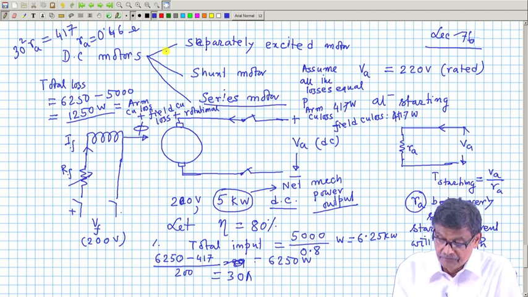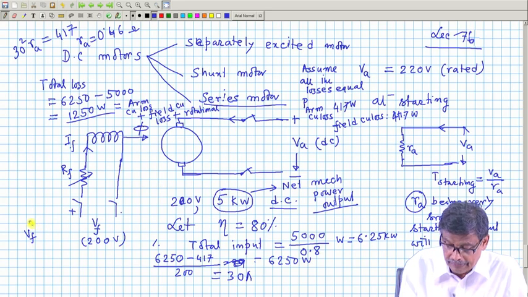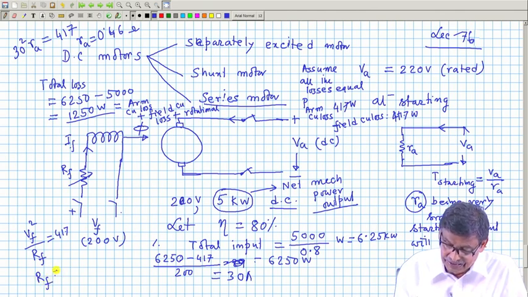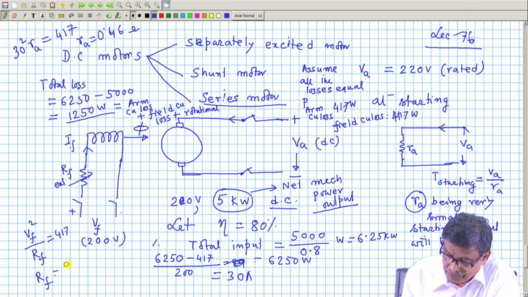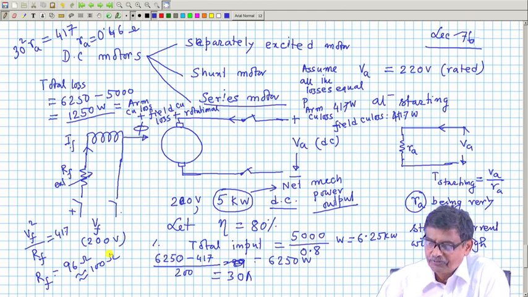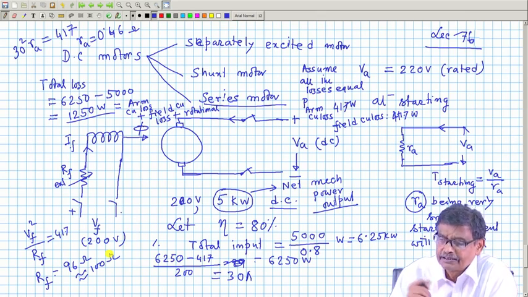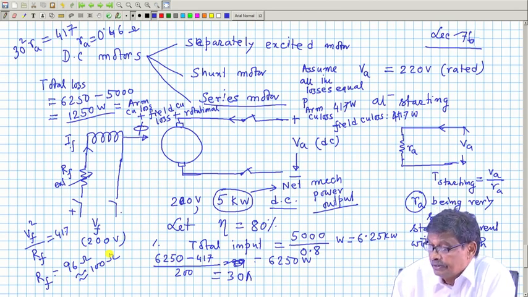How much is the field winding resistance? Vf square divided by Rf is equal to 417. So, the field circuit resistance Rf, I mean the field coil resistance, not the external one, will be 96 ohm, say 100 ohm, maybe 120 ohm. So, for a well designed DC machine like this, the armature resistance will be of the order of 0.46, 0.5 or 0.6 ohm, and the field circuit resistance will be of the order of hundreds of ohms, maybe 120 ohm. These are not at all measured values.